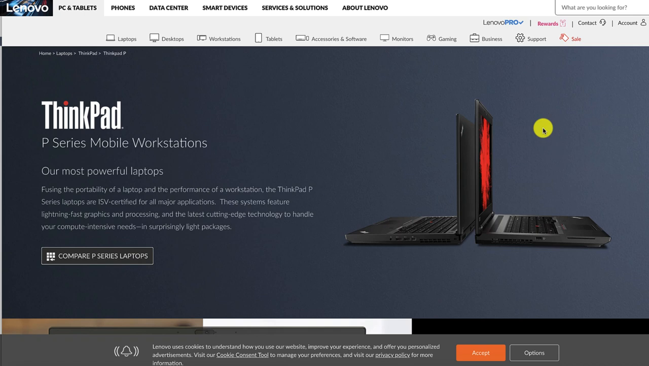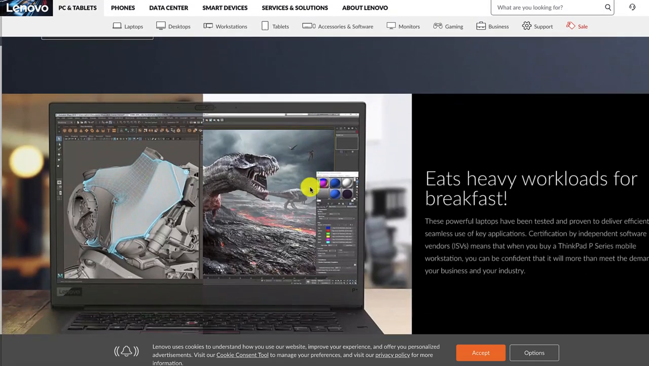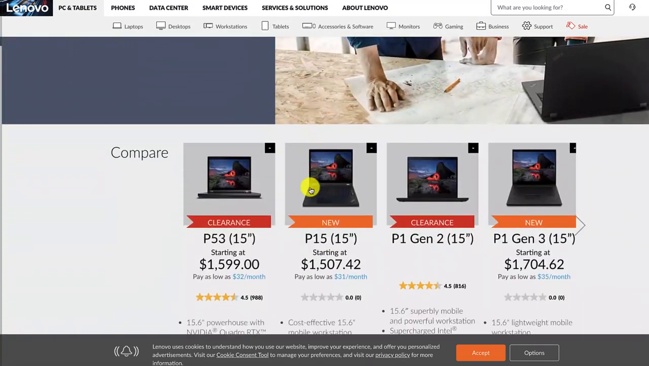So this computer is from the P series of Lenovo ThinkPad. There's a couple of different models, and this series is very much right in a stage of transition as of September 2020. Let's scroll down and have a look at the various models.